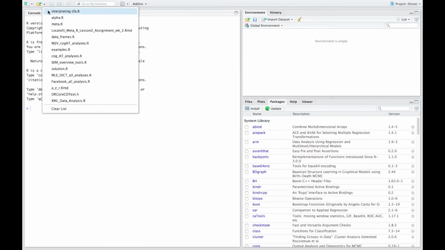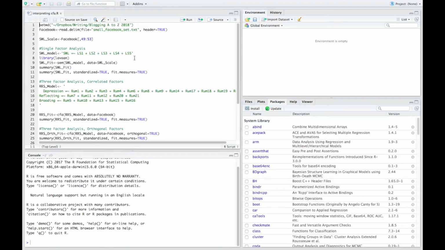And I've created a syntax file where I've just copied and pasted the code that I included for the F is for factor analysis post. So there really isn't anything new here. There's a couple of things that I've added, and I'll explain why I did that in just a moment.